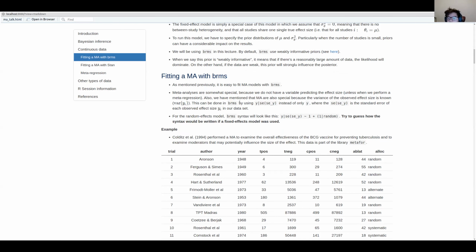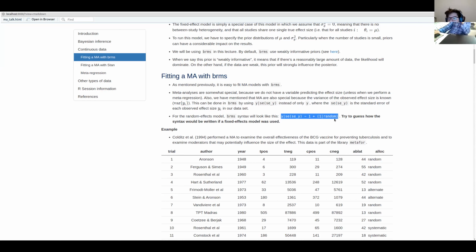And it's also special compared to GLMs because, as I mentioned, the variance of the observed effect size is known, right? So we know it. So how can this be done in BRMS? In BRMS, you follow exactly the same syntax that lm in R or lme4 uses for performing regression models, right?